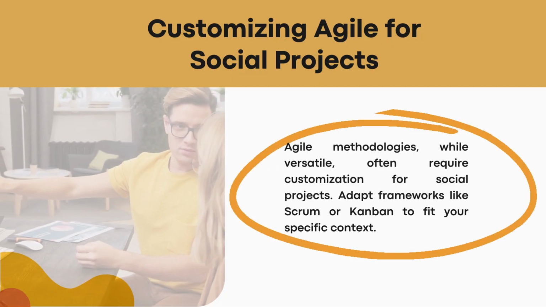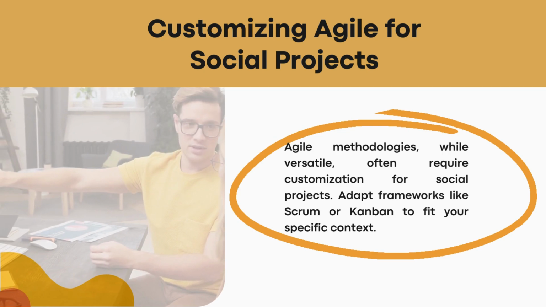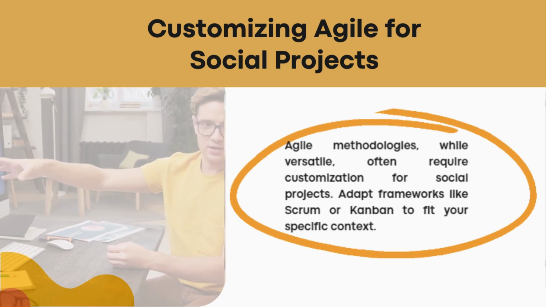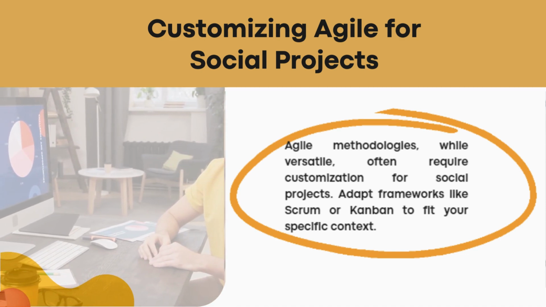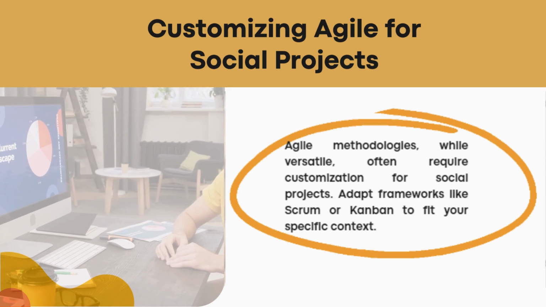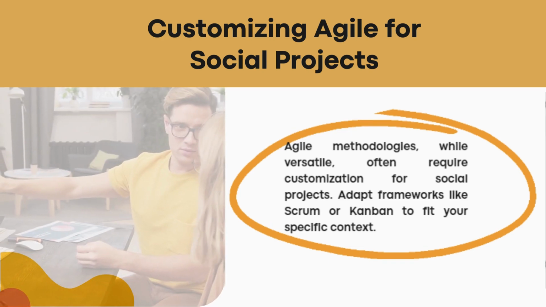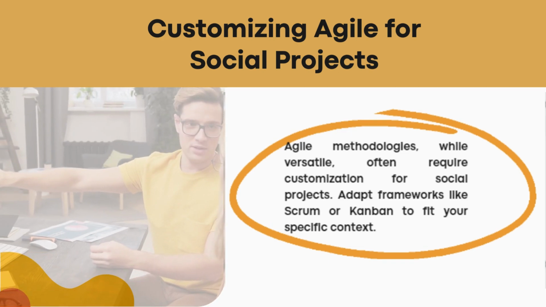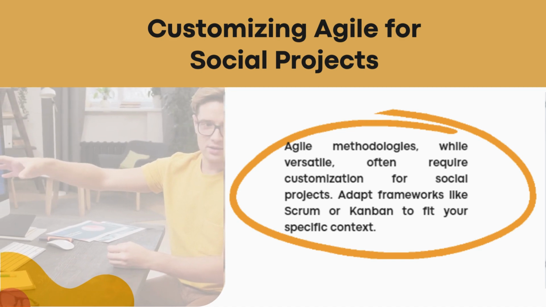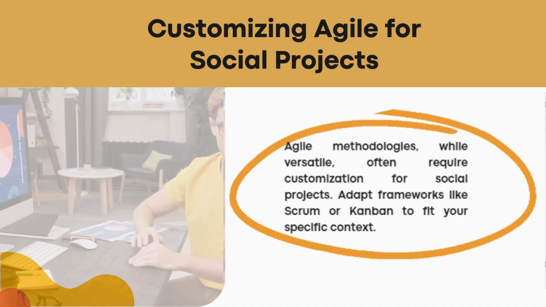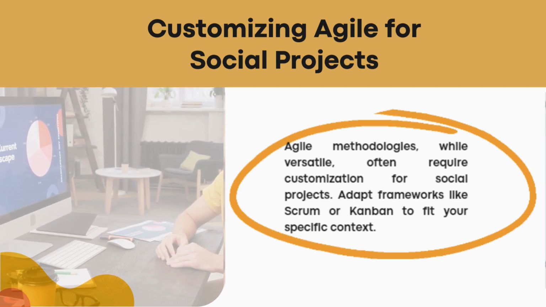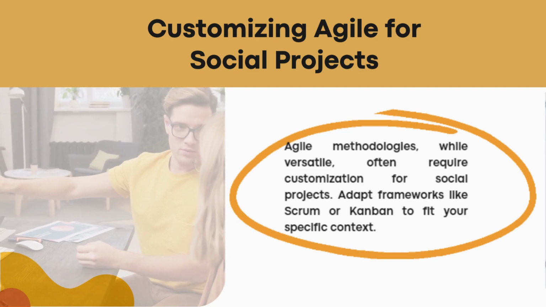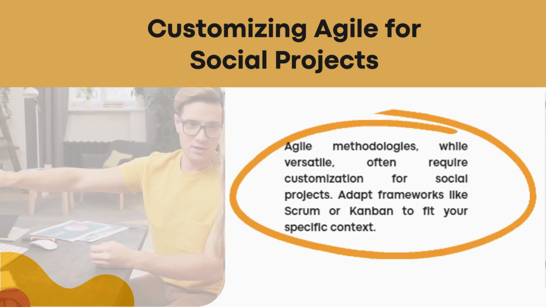Agile methodologies, renowned for their versatility, often need thoughtful customization to effectively serve social projects. It's important to adapt frameworks like Scrum or Kanban to fit the specific context and requirements of your social venture. This customization involves integrating social impact metrics into your project tracking, modifying Agile ceremonies like sprint planning and retrospectives to focus on social outcomes, and tailoring communication and collaboration processes to the needs of your stakeholders and community.